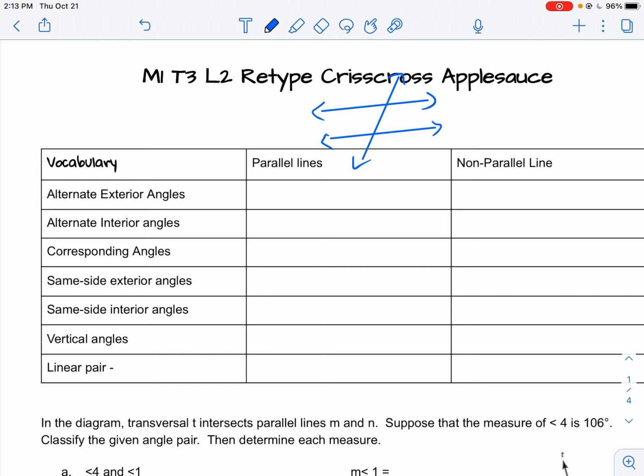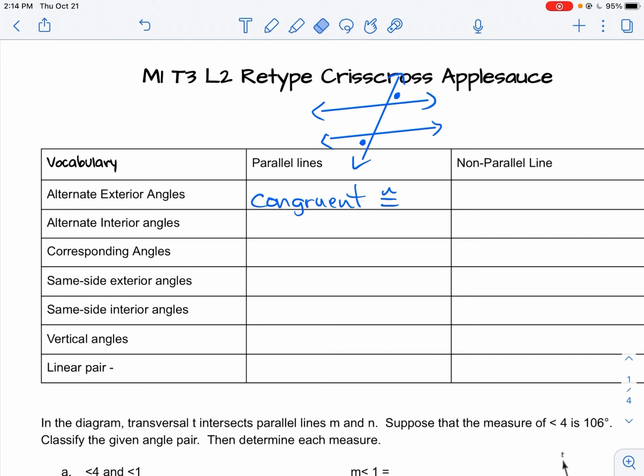So, alternate exterior angles. If I have this exterior angle and I have the alternate of it, it's going to be right here. And if we look at the size of those two angles, they are congruent.